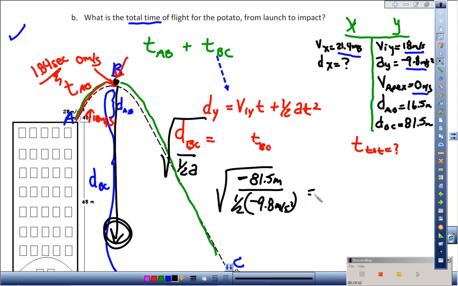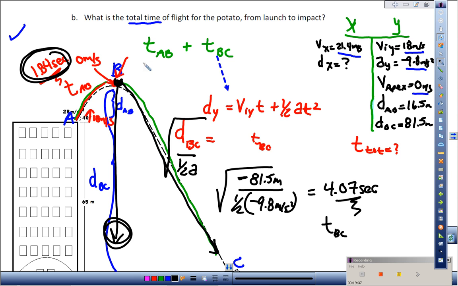Well, if you take the square root of that, you should get a value of 4.07 seconds. And that is the time it takes to go from B to C. Well, if it took 1.84 seconds for the first part, and then we found it took another 4.07 seconds for the second part, then the total time that it would take would be 5.92 seconds for the entire trip.